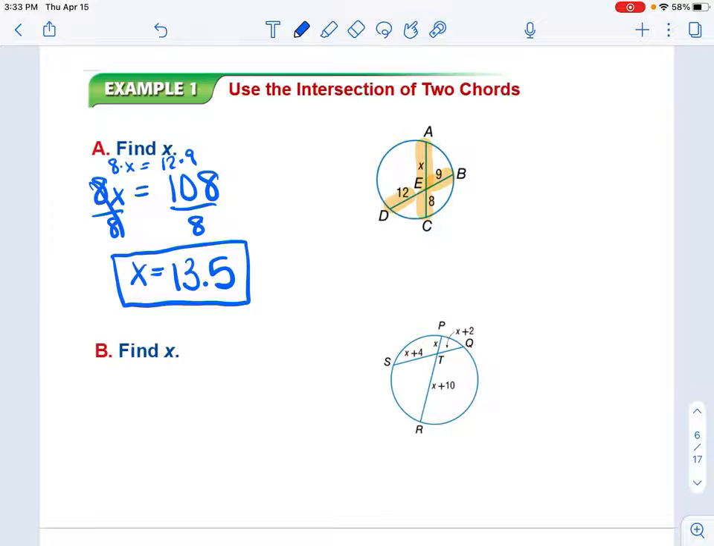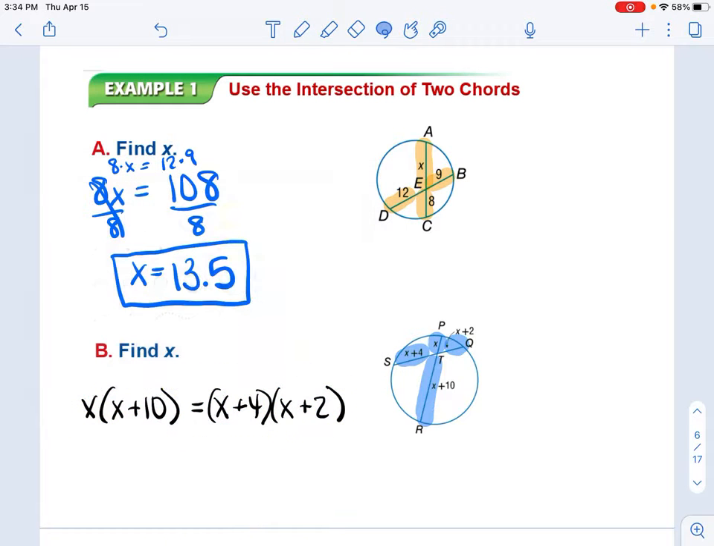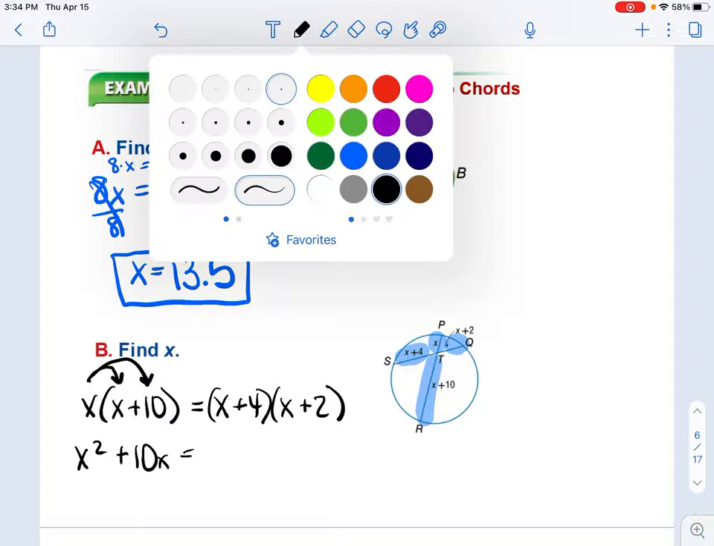B looks a little more difficult because there's a lot of x's. This doesn't turn out to be too bad, so don't freak out. You set it up the same way. Chord segment times chord segment equals the other two chord segments multiplied. We do have to use our idea of foiling though. So we'll get more practice in for that. Okay, so the first part is actually pretty simple. You don't need to FOIL here, it's just normal distribution, so you get x squared plus 10x over on the left side. The right side we do need to FOIL.